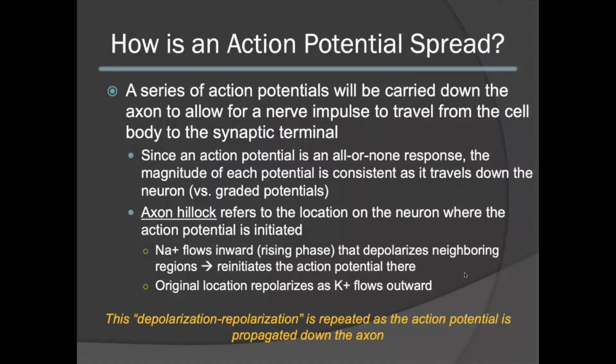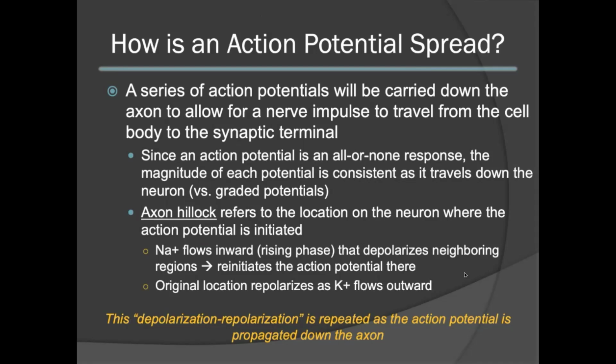When transmitting information, a series of action potentials will be carried down the axon. This will allow for the original nerve impulse to travel from the cell body to the synaptic terminal to cause a response. Since the action potential is considered all or none, the magnitude of each potential is consistent as it travels down the neuron. Note that this would not happen in graded potentials, as the magnitude of the potential in a graded response dissipates over time as well as over distance.